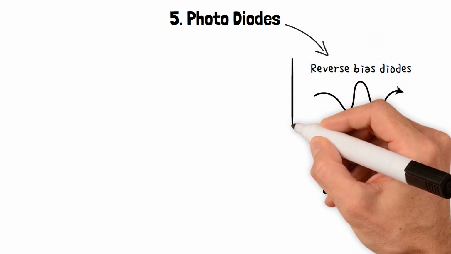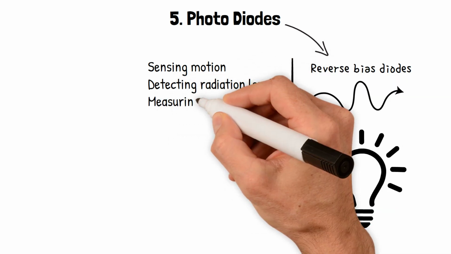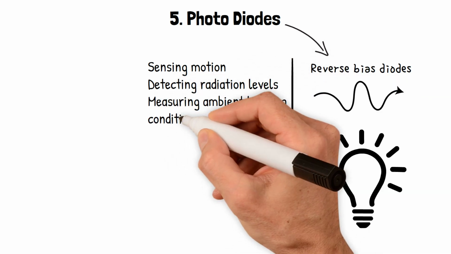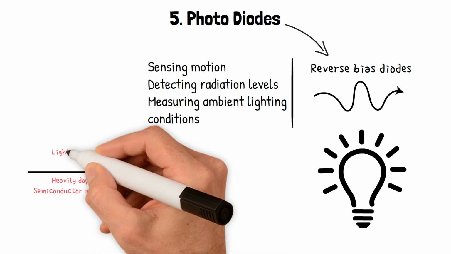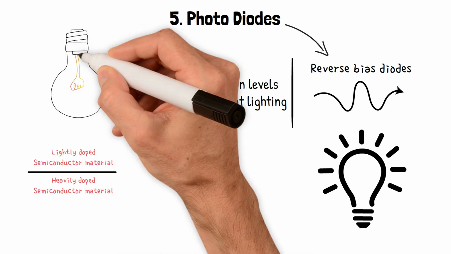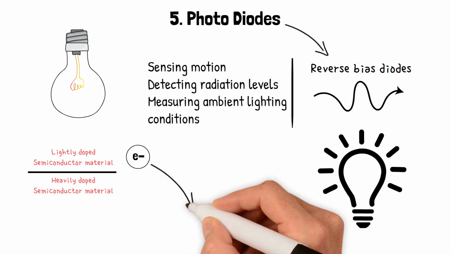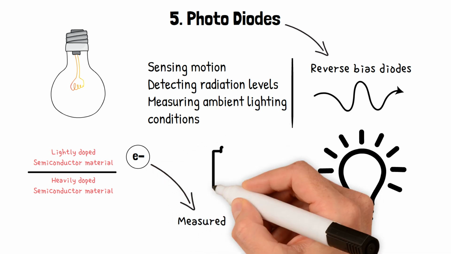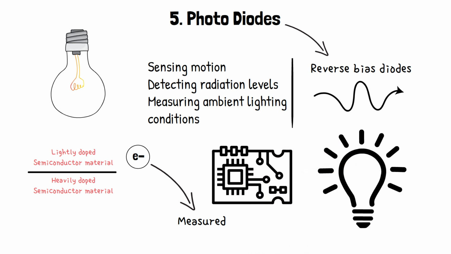5. Photodiodes. Photodiodes are reverse bias diodes that detect even small amounts of current flow resulting from light exposure and can be used for sensing motion, detecting radiation levels, or measuring ambient lighting conditions. They typically consist of two layers of semiconductor material joined together, with one layer being heavily doped while the other is lightly doped, so that when exposed to light, electrons are injected into the lightly doped layer, creating an electrical current, which can then be measured or used as part of another circuit, such as an amplifier circuit.